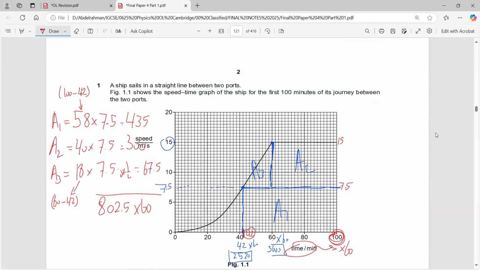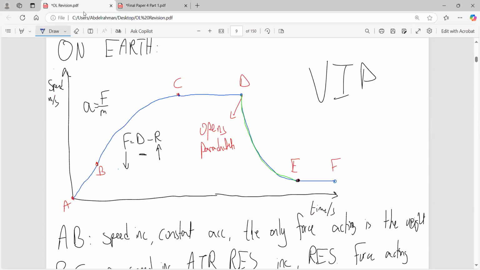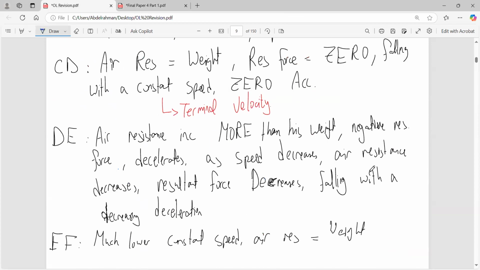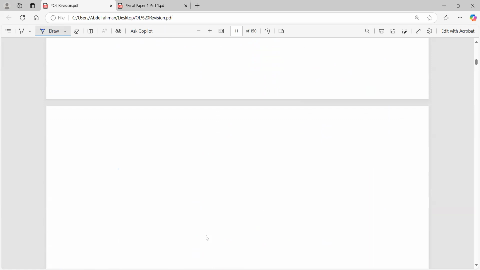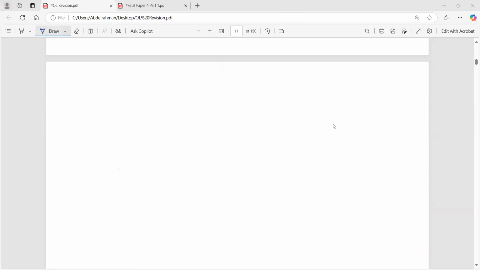Let's move on to Hooke's law. Let me explain Hooke's law a bit, because I don't want the session to be too long. Hooke's law.